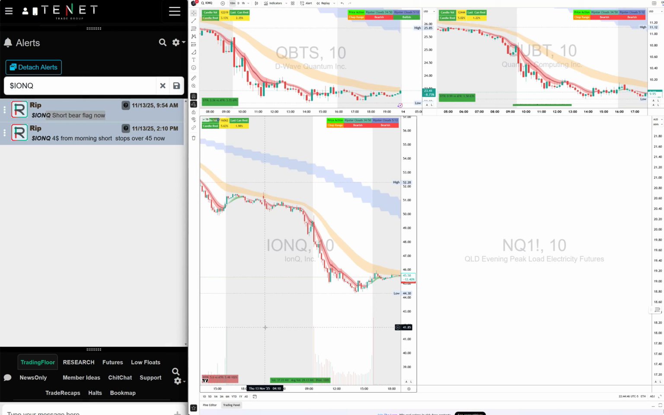Our runners are huge. So that's how you do it, and IONQ is a big example of how you can do that, keeping losers small and shorting and holding your winners all the way down. So that's why, and focus on the sector. The whole sector was weak.